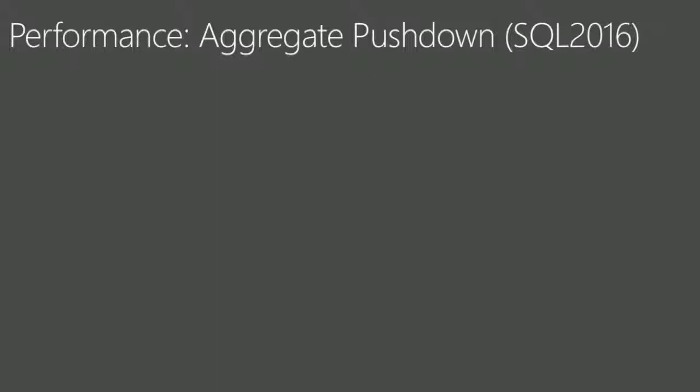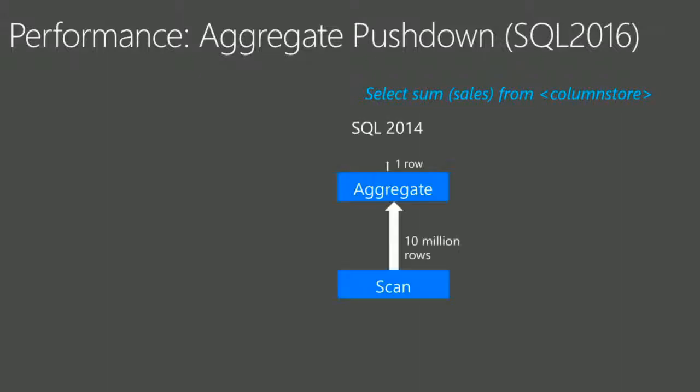Now other things that we have done, and I want to walk through some of those. These are actually very critical, and they are aggregate pushdown. Suppose I have select sum sales from ColumnStore. In 2014, what used to happen is, suppose the table had 10 million rows, the aggregate was computed above the storage layer. So we would read 10 million rows in batch and compute the aggregate at the next operator, right?